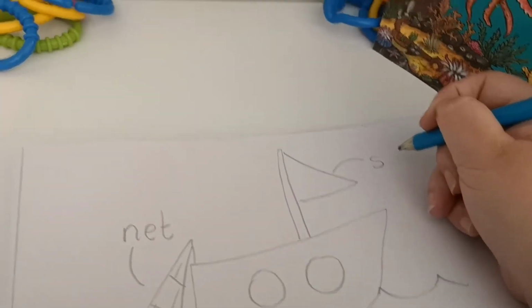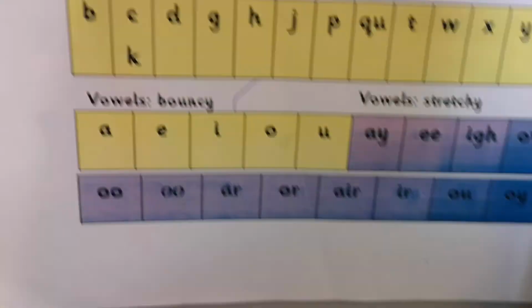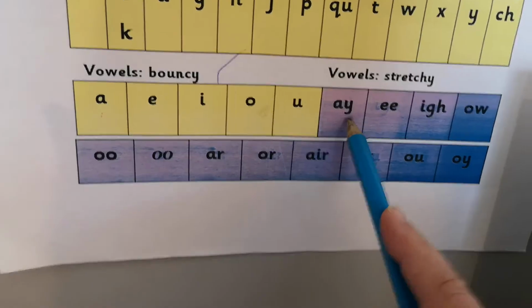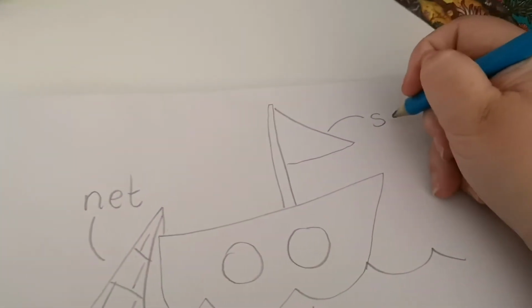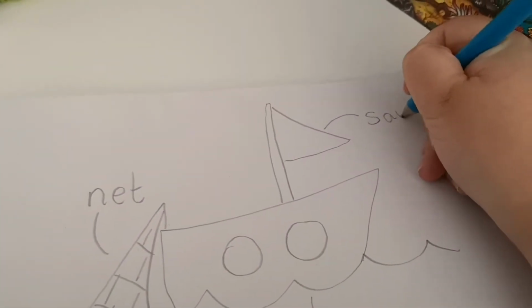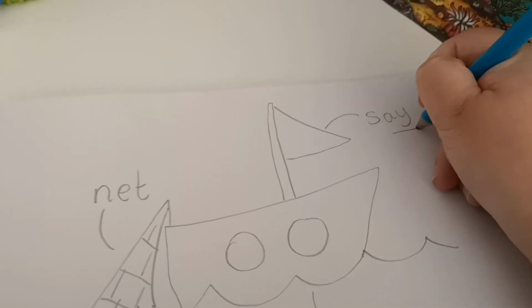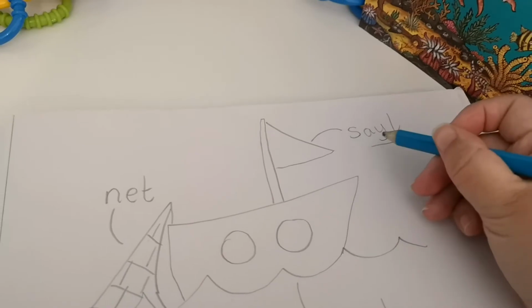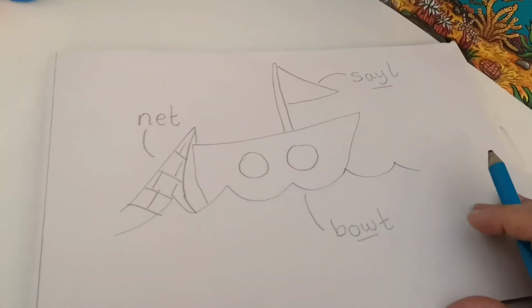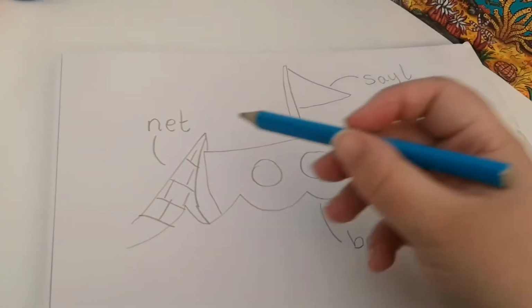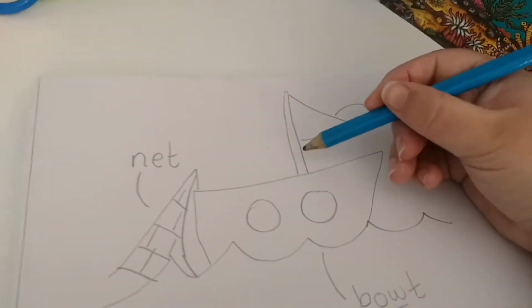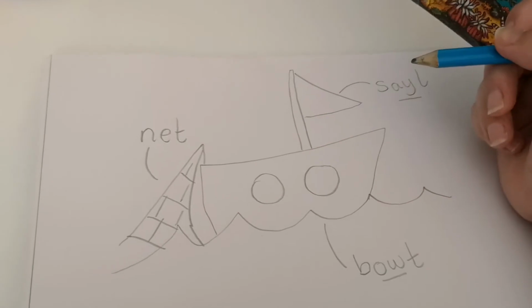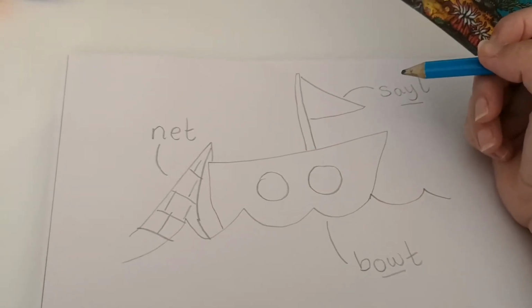Sail. A. A. A. Sail. Sail. Boat. Net. This post here in the middle that holds up the sail is called the mast. Mast.